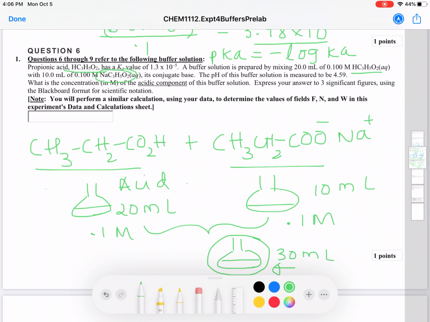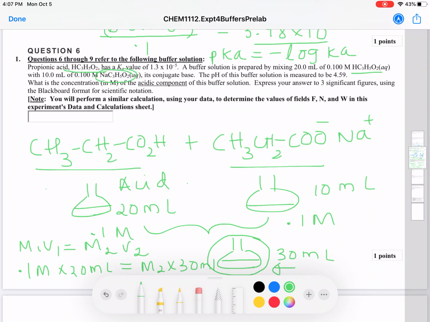Simple. We can use the dilution equation, M1V1 equals M2V2. Right? So you can consider your M1 as 0.1, and then the volume 20. You took 20 milliliters of the acid. M2 we don't know. And the V2, the new volume, is 30 milliliters. So when you do these calculations, 0.1 times 20 over 30, that will give you the concentration of the acid component of the buffer solution.